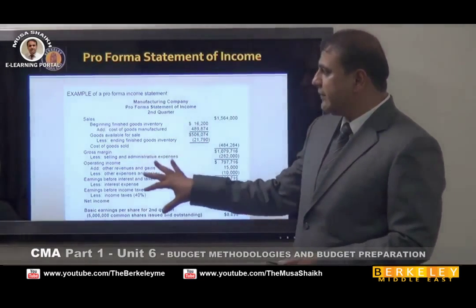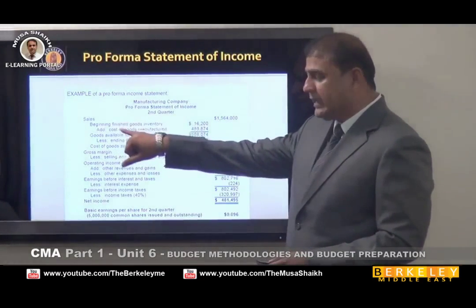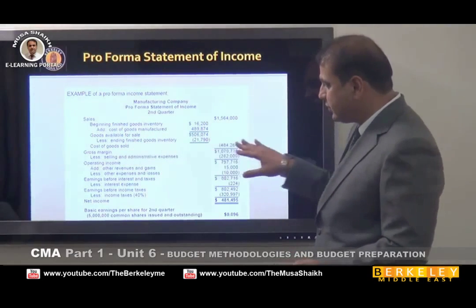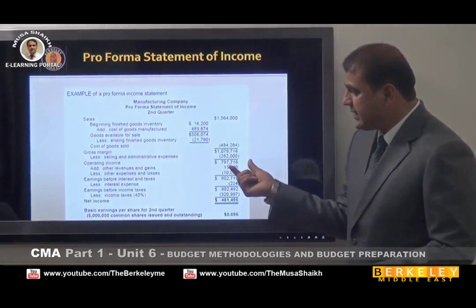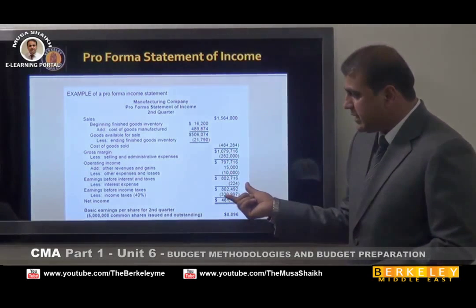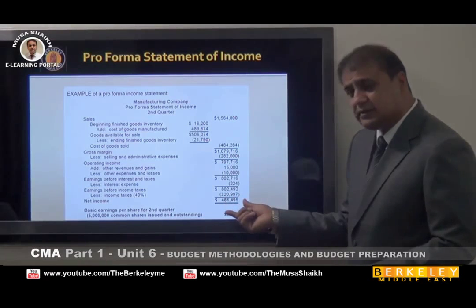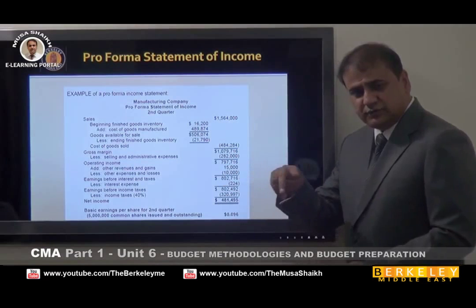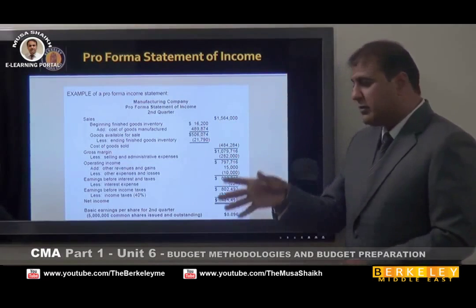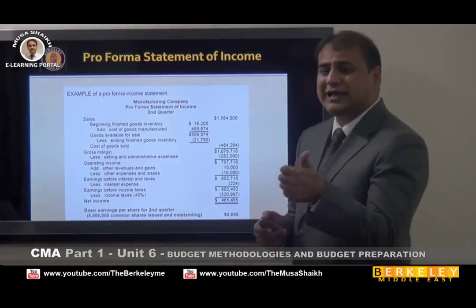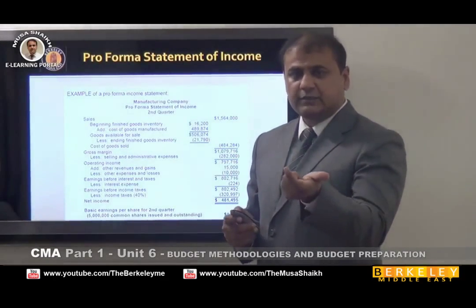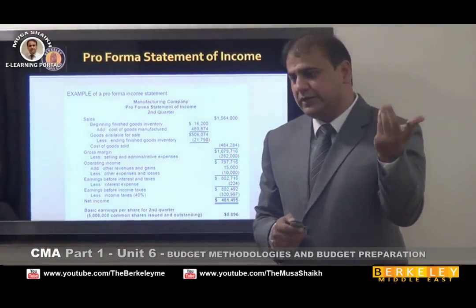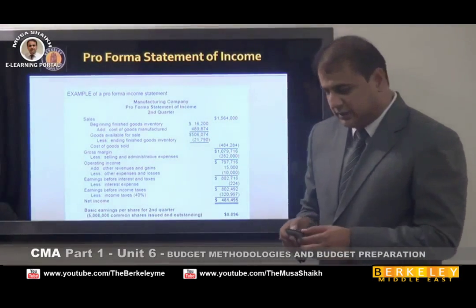This is an income statement according to US GAAP. It starts with sales, beginning finished goods, cost of goods available, ending finished goods, cost of goods sold, gross margin, less selling, operating, other revenues, earnings before interest and tax, and net income. And then he calculates earnings per share. That is not in our course for Part 1, that will be in Part 2. But just to make you familiar, if you are not an accounting background student. If you are an accounting background student, you must know the income statement format from accounting courses you might have studied.